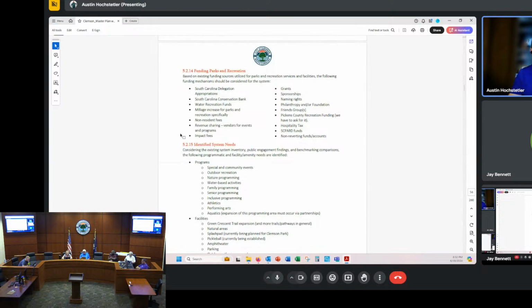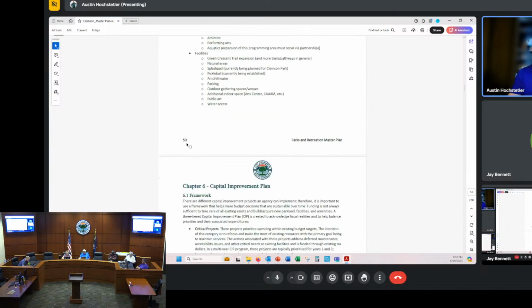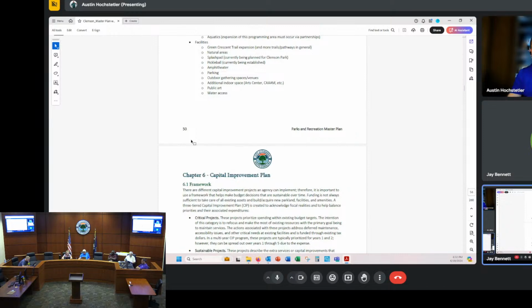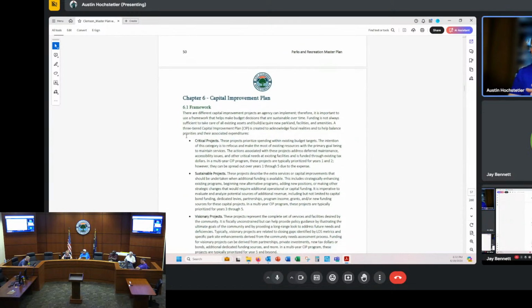Different types of funding revenues to bring into the system, and then just making sure to carry through those identified system needs in terms of programs and facilities. And then all that drove chapters 6 and 7.